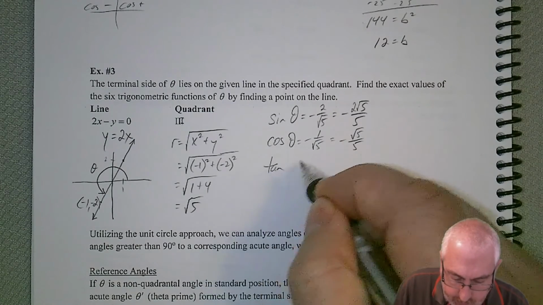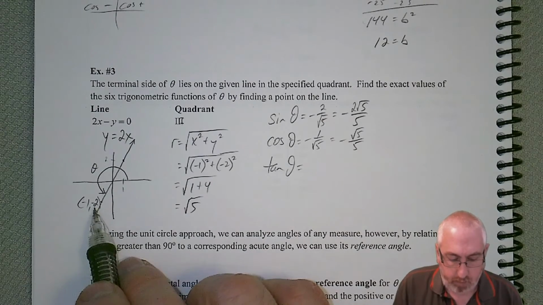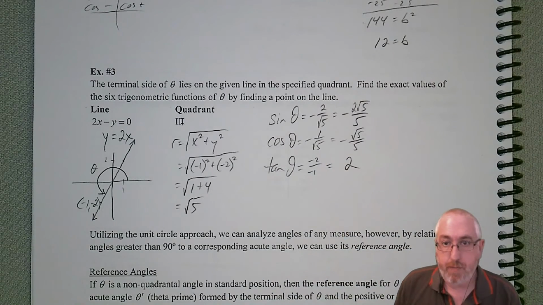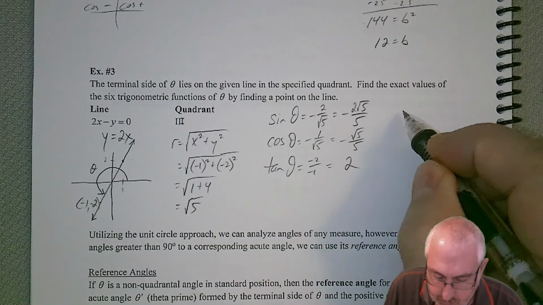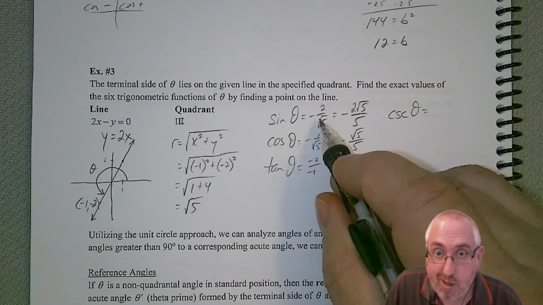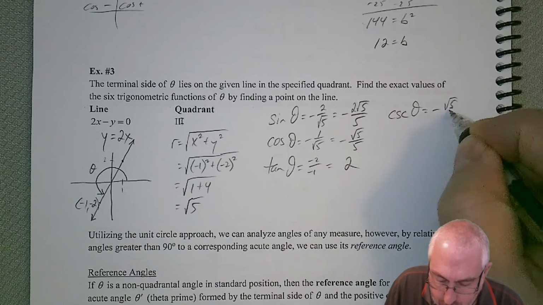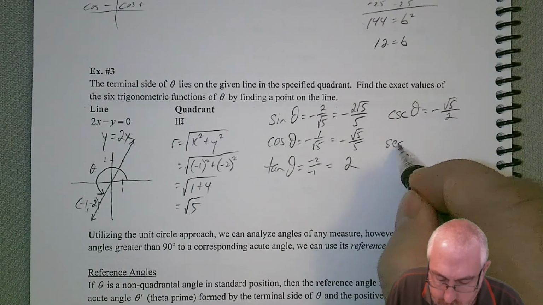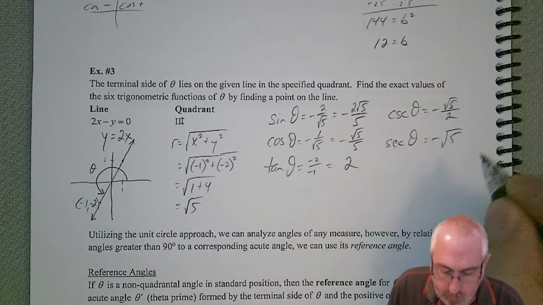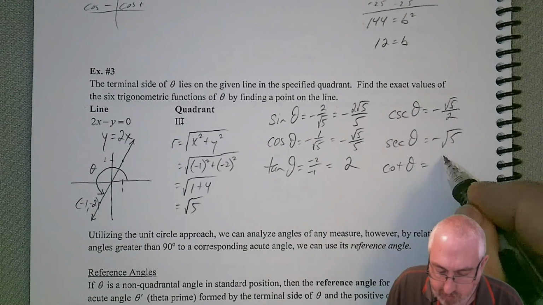And then we got tangent. So tangent, remember, is y over x. So y over x, so -2 over -1, which is +2. And then we can finish off the rest of them pretty quickly. So we can just flip over this unrationalized one. So we get negative square root of 5 over 2. Secant will be the reciprocal of that, which we can see would be negative square root of 5. And then cotangent will be the reciprocal of that, which should be 1/2.